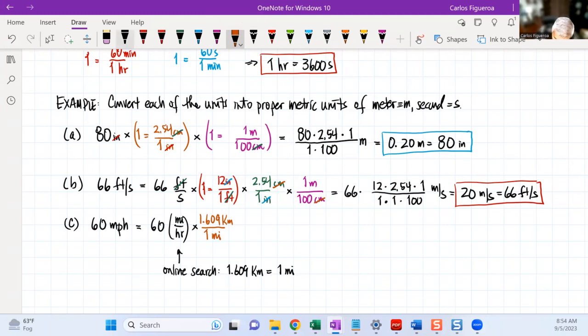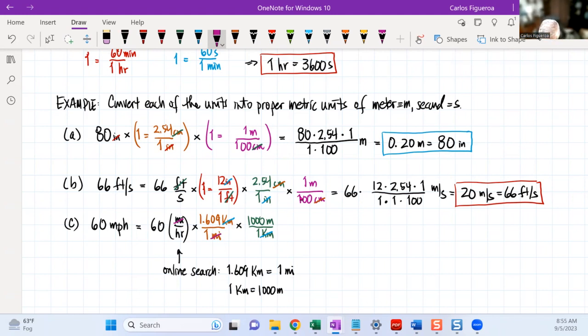But you should know this already, that 1 kilometer is the same as 1,000 meters. So then I'm going to convert that. So then I know that 1,000 meters is the same as 1 kilometer. So when I look at this thing, you could see that the kilometers cancel just as the miles cancel right there.